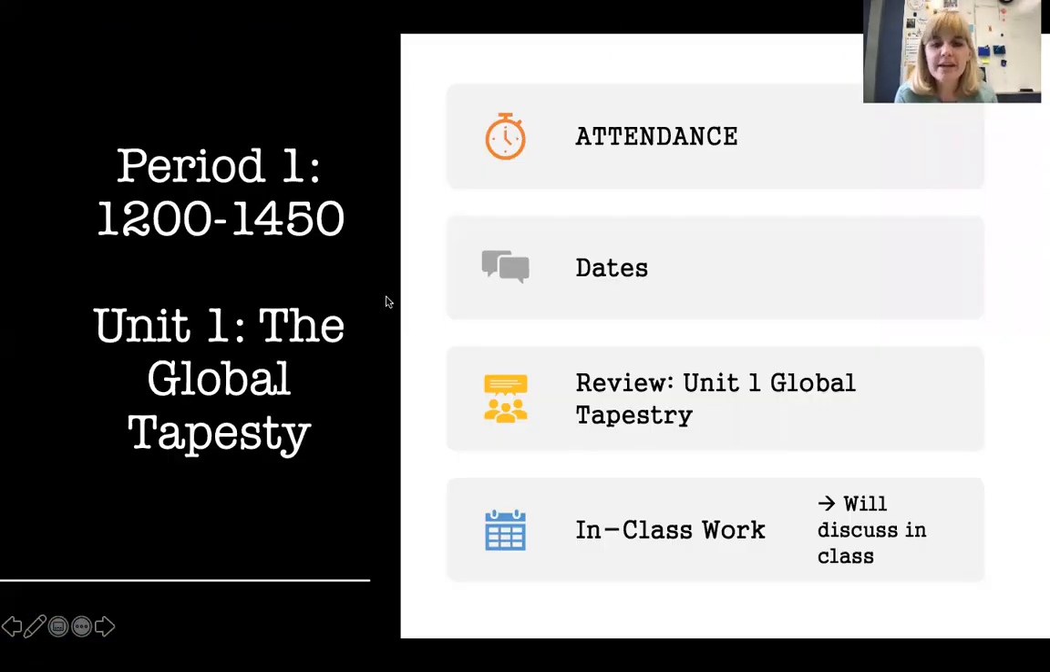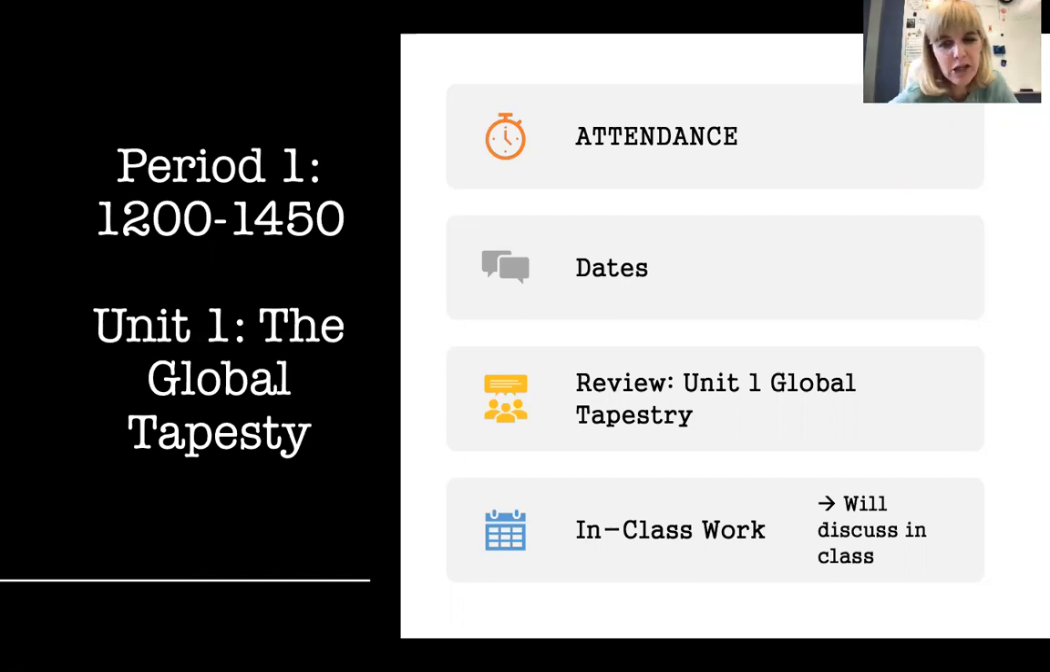Guys, we are starting in period 1, 1200 to 1450. We are starting with unit 1, the global tapestry, okay? There are 2 units in period 1. Unit 1 was the global tapestry, and the next one that we will look at is called global networks of exchange, I believe. Yeah, networks of exchange. First, we're gonna start with some dates that you need to know, and then we're gonna jump right on into the review, all right? Please, please, please take good notes, or instead add to the notes that you already have.